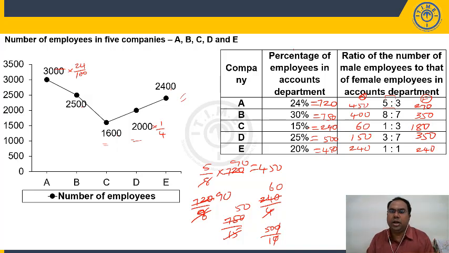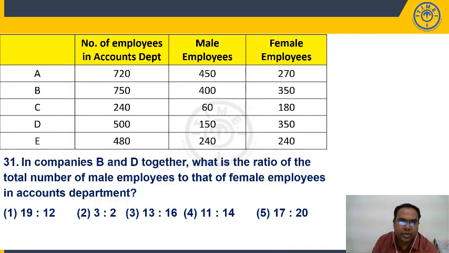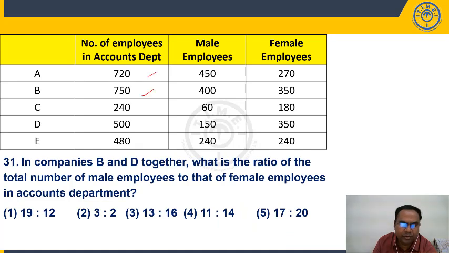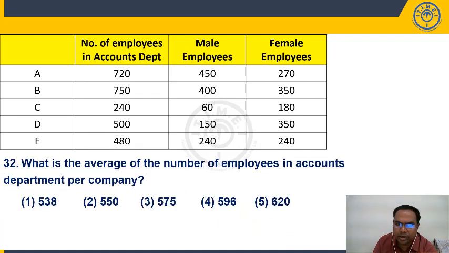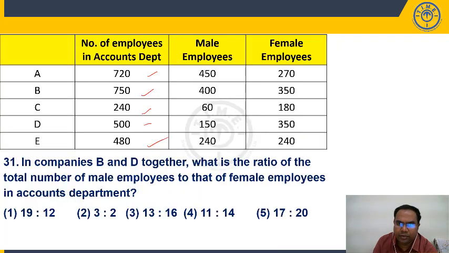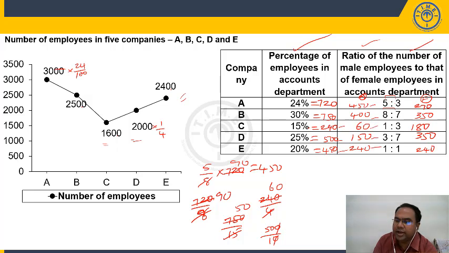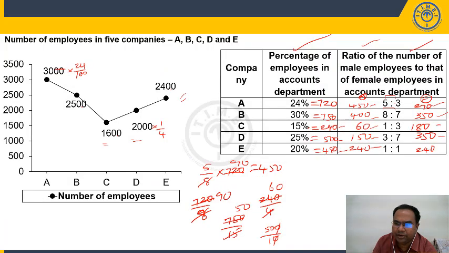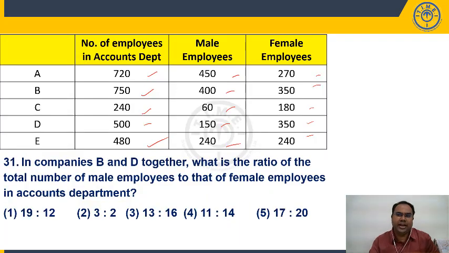So we have got all the numbers of employees in the accounts department. We have got male employees and female employees. Let us put this data in a tabular form. Number of employees in the accounts department: 720, 750, 240, 500, 480. Males: 450, 400, 60, 150, 240. Just checking. Females: 270, 350, 180, 350, 240. These values should be on your rough sheet. We got all these values. Now we can take up these questions.